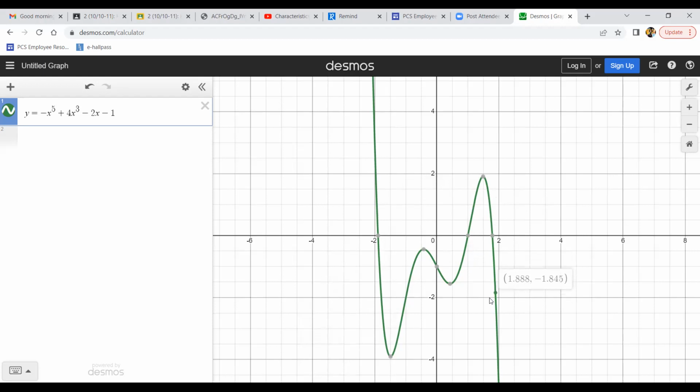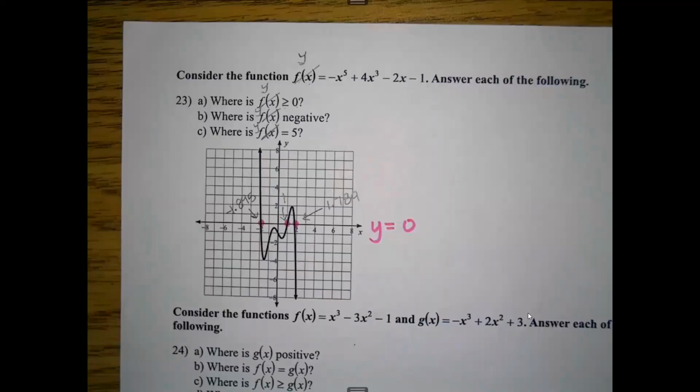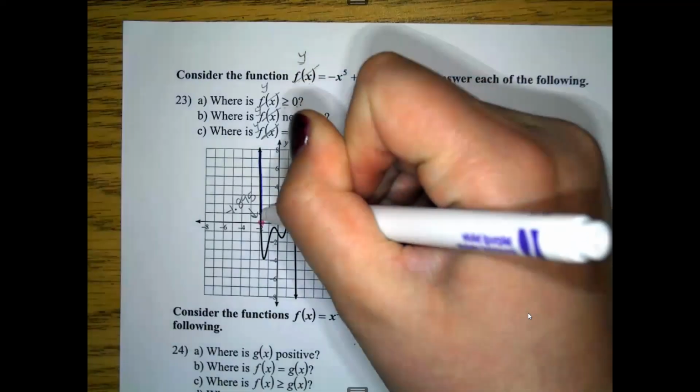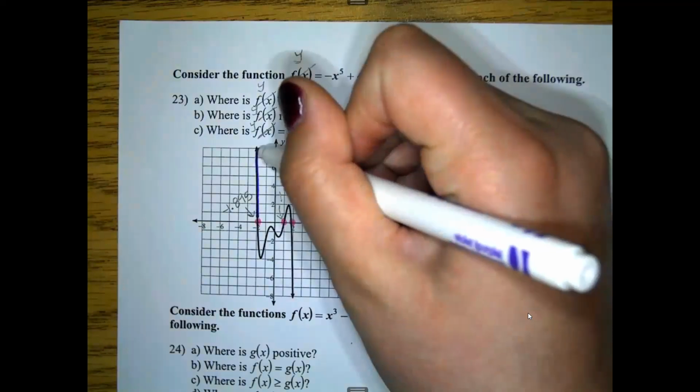So if we summarize what we just noticed, where do the positive y values show up? On the top. And where do the negative y values show up? On the bottom. So let's draw that in our picture. The positive y values show up on the top, and the negative y values on the bottom. I'm going to do mine in purple. Can you see that? Kind of.